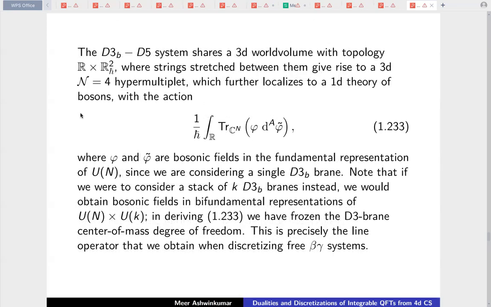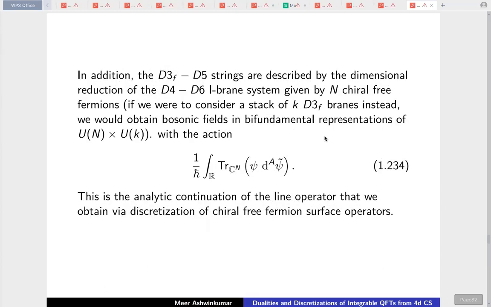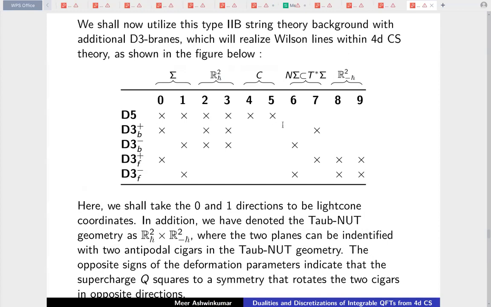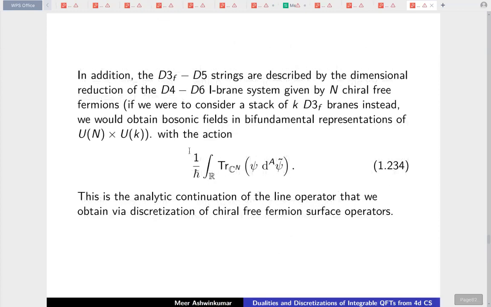And these 3D N=4 theories, because of the omega deformation, localize to a 1D theory of bosons. And similarly, in the case of fermions, the intersections of these D3 and D5 branes are described by these 1D free fermion systems, basically because they are a dimensional reduction of the D4, D6 brane system, which is known to be described by n parallel free fermions. So this is how we realize line operators in 4D Chern-Simons theory in string theory.